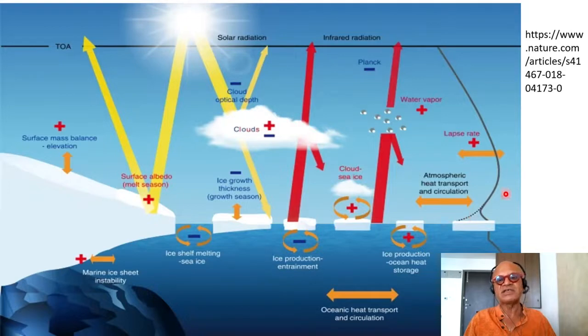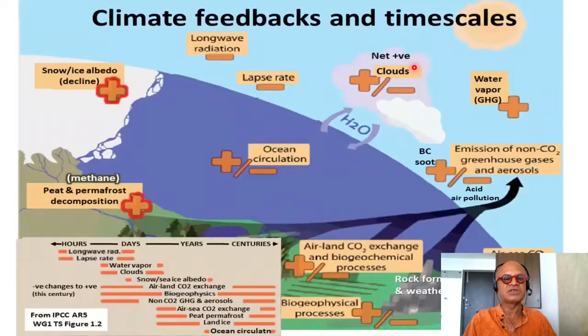Lapse rate is basically the gradient of temperature in the vertical. So we are here looking at over an ice floe. So it's cooler near the surface than above, but typically you will have warm surface and decreasing temperature, and the question is whether lapse rate will decrease or increase with global warming, which we will see in a minute.